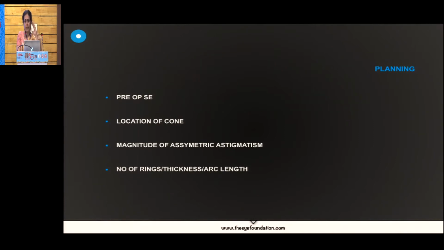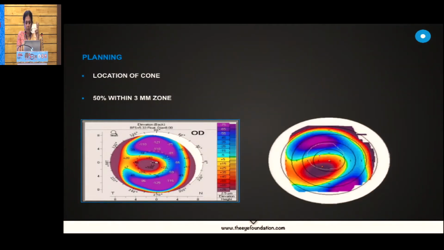So the same standard things come in. You need to look at the spherical equivalent. You need to look at the location of the cone. You need to know how much astigmatism is there. Are you going to place one ring or are you going to place double ring?